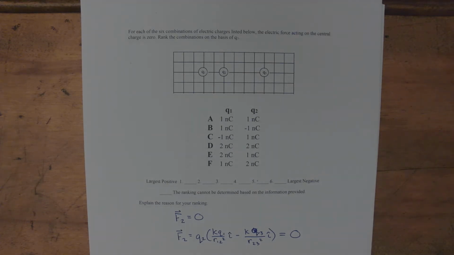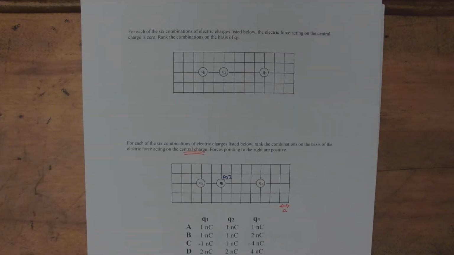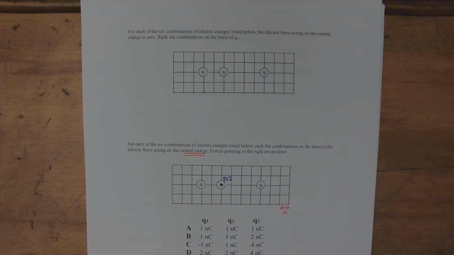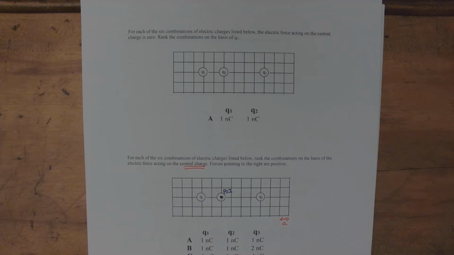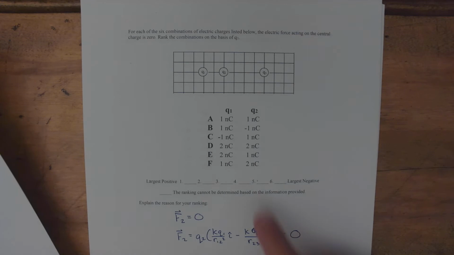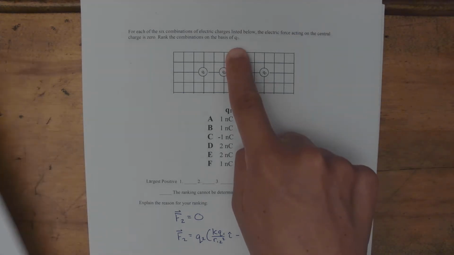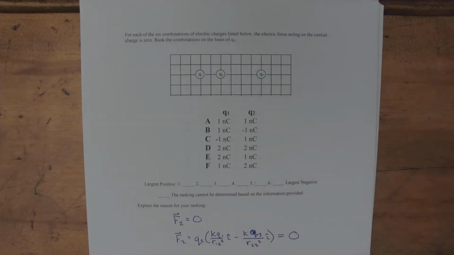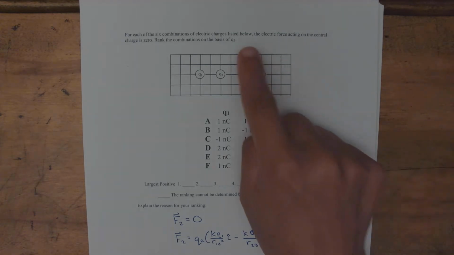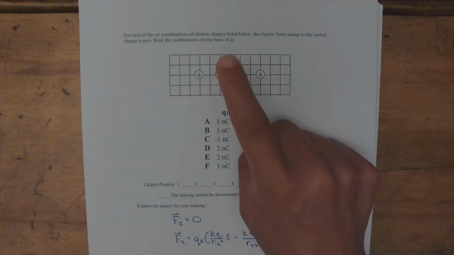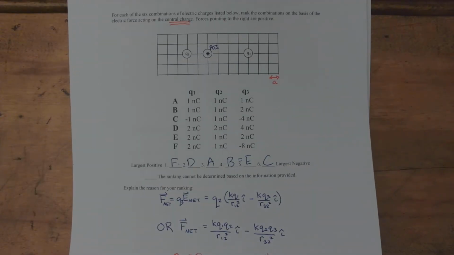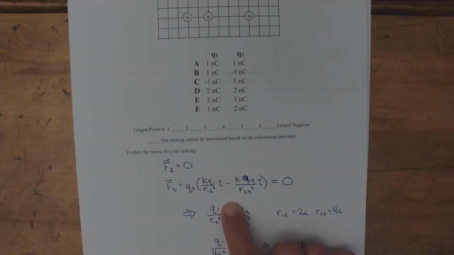This is problem 17 from the electric force, and the diagram that we have is the same. We have Q1, Q1, Q2, Q3. The spacing is the same, and I want to rank the combinations in this case on the basis of Q3 if the force acting on the central charge is 0. I'm still looking for the force on Q2, so I have the same equation that I had in the last problem for the force on Q2.